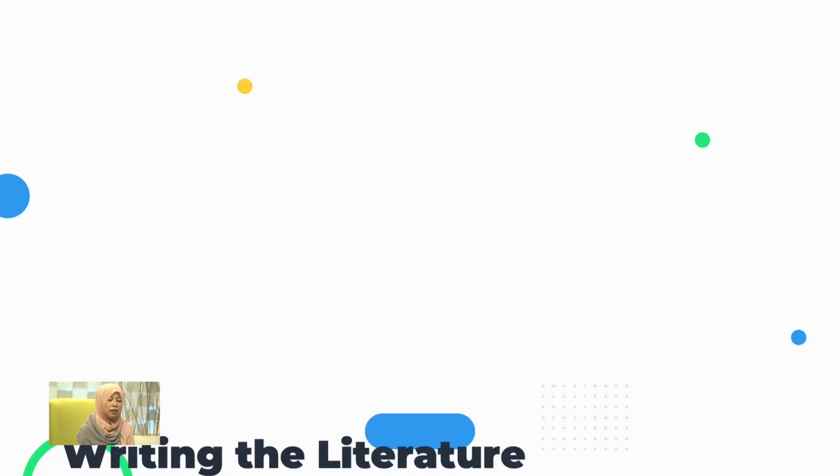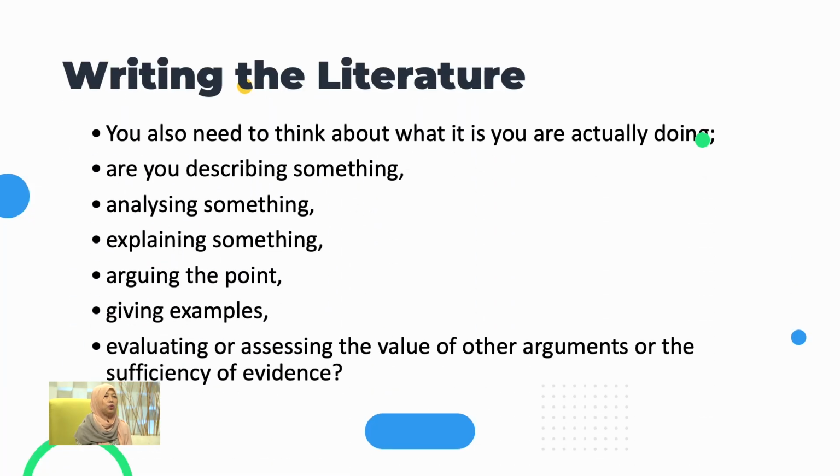Okay, when writing the literature review, you also need to think about what you are actually doing. You are describing something, analyzing, explaining, arguing, giving examples, and finally you give the conclusion. Meaning that for every paragraph you write in the literature review, you must have these elements, to make your literature review more comprehensive and rigorous.